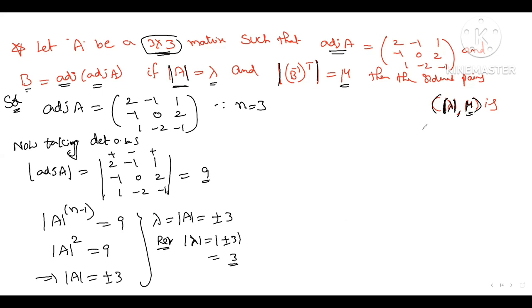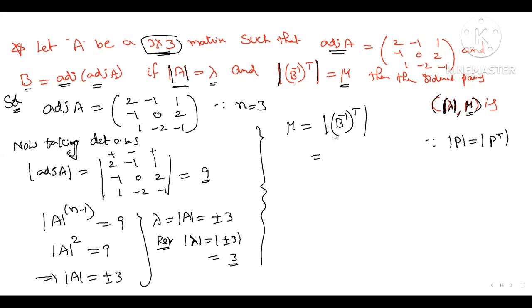Then after that find out mu value. But mu, what is the mu given? Mu is equal to delta of transpose of B inverse. Okay, we have one formula: delta of P is equal to delta of transpose of P. So delta of transpose of B inverse is nothing but delta of B inverse. Delta of B inverse is det B whole inverse. Det B whole inverse is nothing but 1 by det B. First find out det B value. From the statement, B matrix, what is given? Adjoint of A.